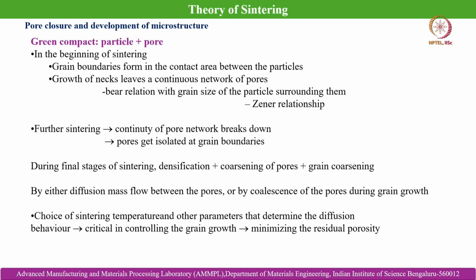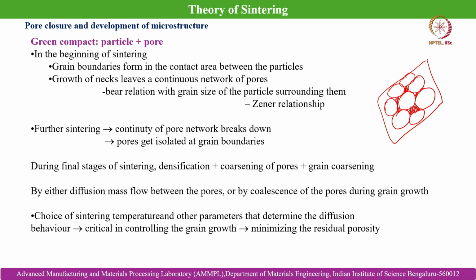So, a grain compact is a combination of particle plus pore. In the beginning of sintering, grain boundaries form in the contact area between the particles. Assume this is a 2D image of powder particles. You can see that there are some pores at the grain boundary triple points, because we are talking about a green compact. Green compact means these are the locations where mostly the additives or polymers are occupying, which we generally add to the powder mixture so that it becomes flowable and capable of attaining a particular shape.